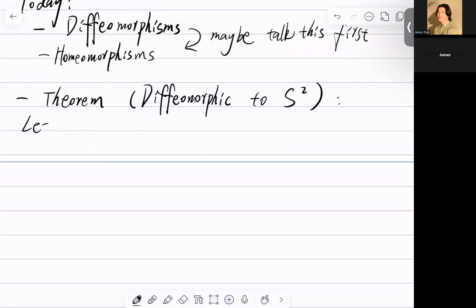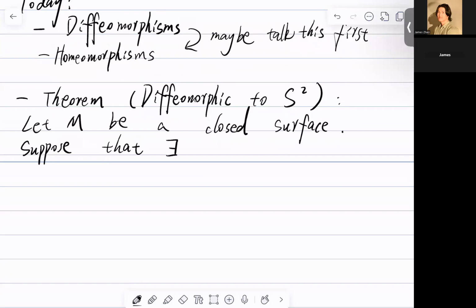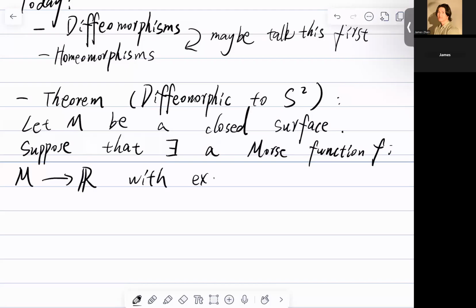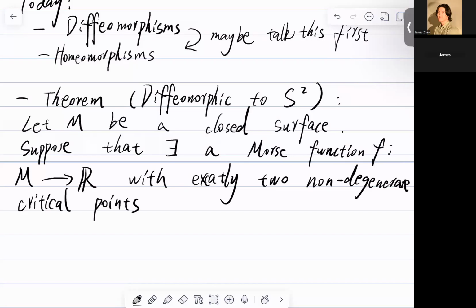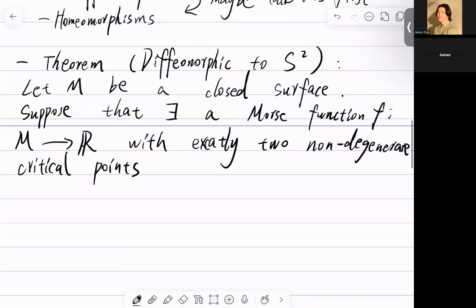The theorem says, let M be a closed surface. We kind of talked about what a closed surface is in a very non-rigorous way, which is going to be covered later too. And suppose, recall this symbol, this means there exists. So suppose there exists a Morse function, which we denote as f, that maps from the surface to some real number, with exactly two non-degenerate critical points. Recall the earlier example that we just pointed out: the sphere itself had two non-degenerate critical points. And make sure that we have no other critical points.